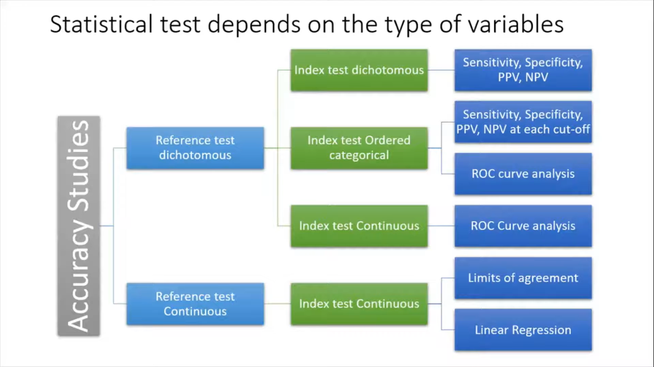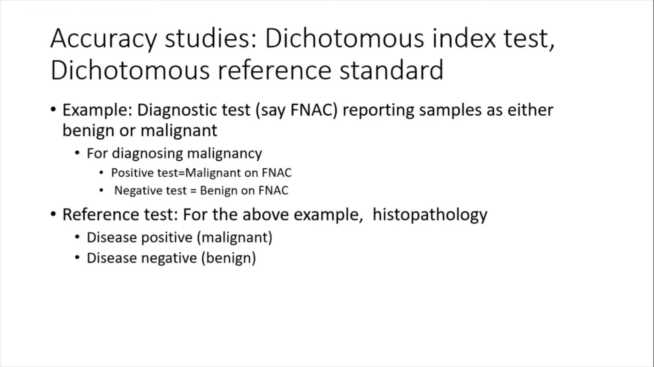So, it is very, very important to define the variables and have an idea of whether the variables you are dealing with are dichotomous, ordered categorical, or continuous. This helps in selection of the statistical test. Now, let us see how to analyze accuracy studies in further detail.